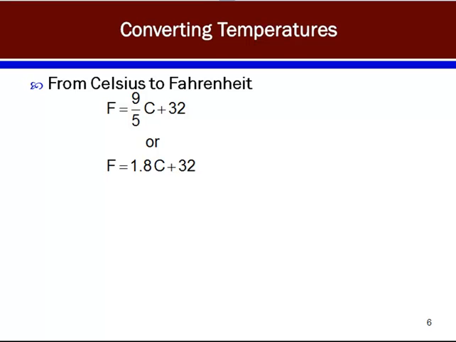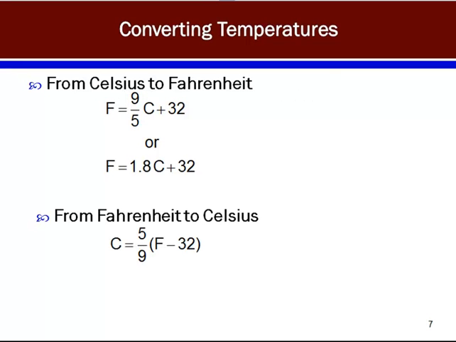Now we have two formulas that will help us to convert from Celsius to Fahrenheit, and these formulas are equivalent because if you take 9 and you divide it by 5, you will get 1.8. So you can use the decimal formula if you'd like, if it's a little bit easier for your calculations.